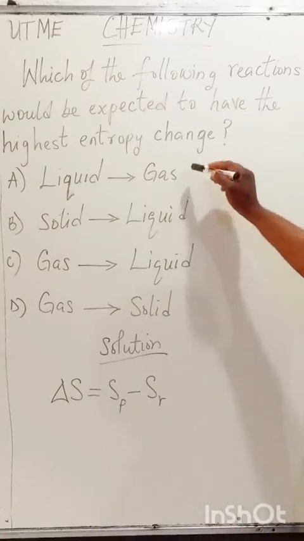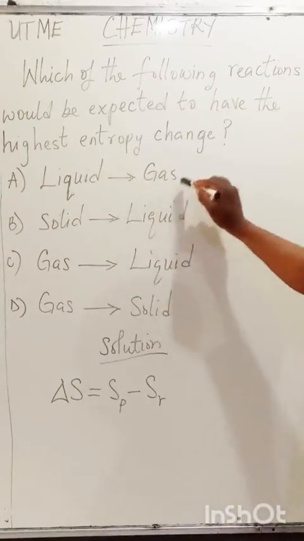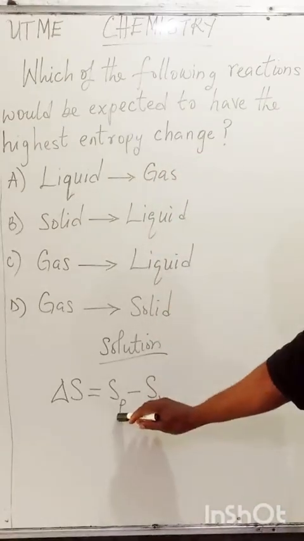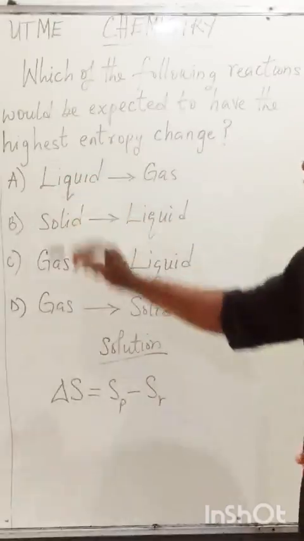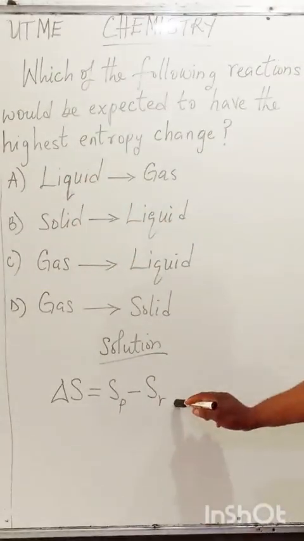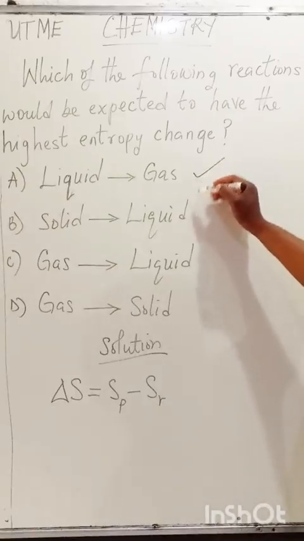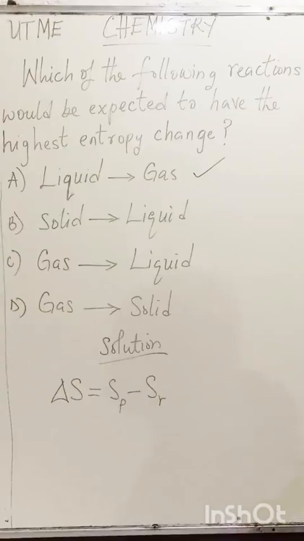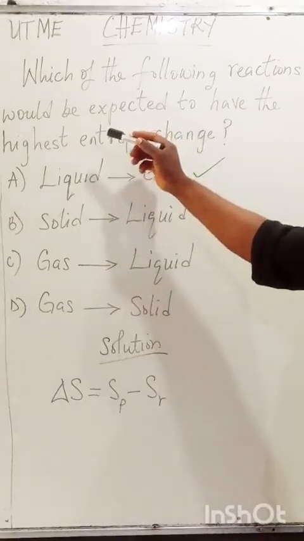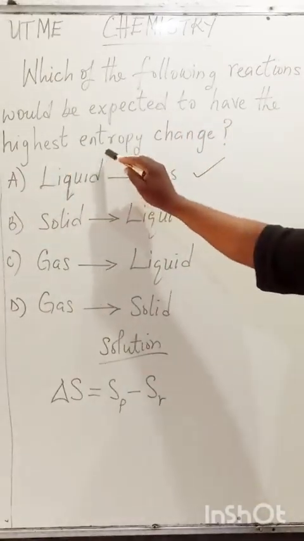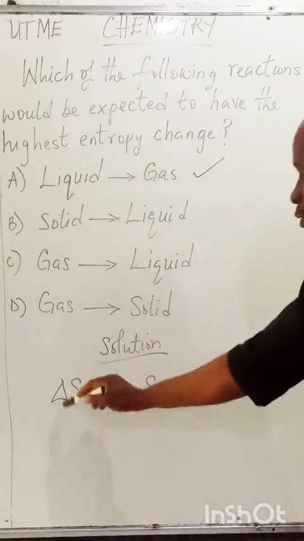But let's compare it with option A, where we have a gas, which has very high entropy. That's the product, minus liquids that have average entropy. So what are you going to have? We're going to have a very high value here. It's going to be higher than this. Do you understand?